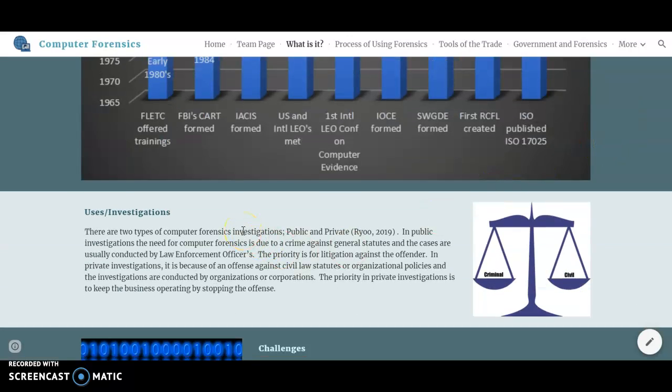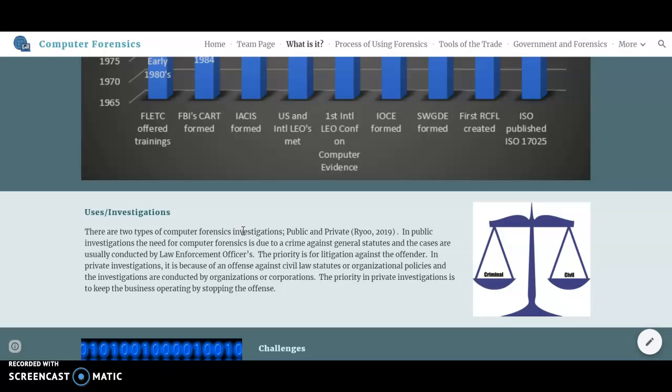Now, there are two types of investigations. When you look at computer forensics, you do have the public side and you have the private side. With the public side, you're looking at more like criminal investigations because they have committed a crime, an offense against the general statute or law, and so these are prosecutable. Law enforcement usually are the ones that handle these types of investigations, and the priority is to arrest the offender, prosecute the offender, and punish the offender. So litigation against the offender is the main goal for these types of investigations.